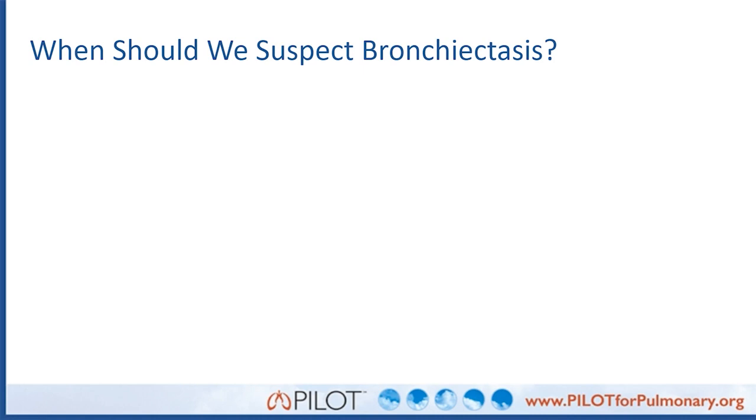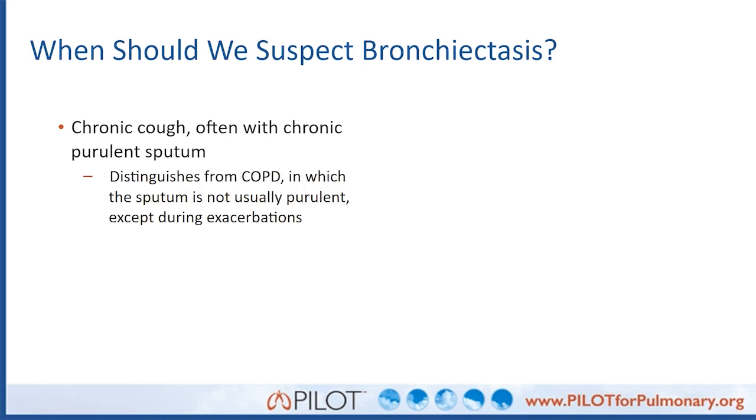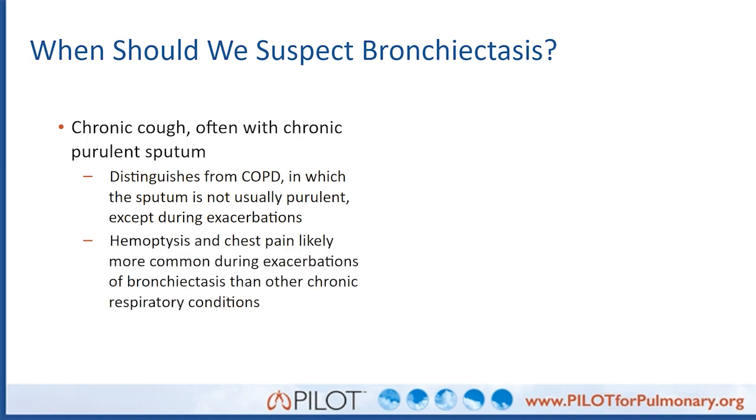With all of this heterogeneity, when should we suspect bronchiectasis? Certainly, the cardinal symptom is the chronic cough, often with chronic purulent sputum. And the chronic purulence distinguishes it from COPD in many cases, because in COPD, the sputum is usually not purulent except during exacerbations. Hemoptysis and chest pain are likely more common during exacerbations of bronchiectasis than during exacerbations of other chronic respiratory conditions such as COPD or asthma. Exacerbations may or may not be frequent.